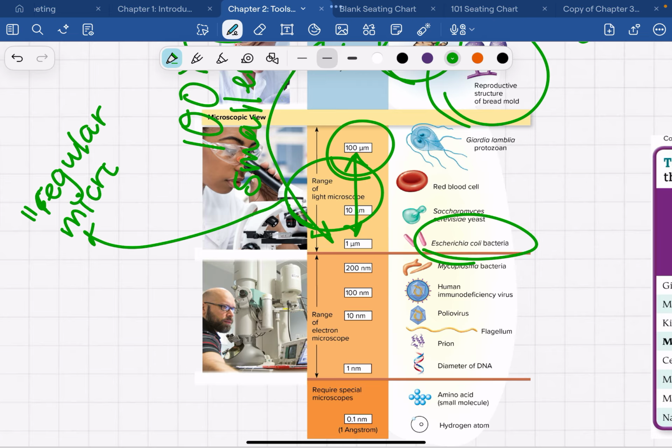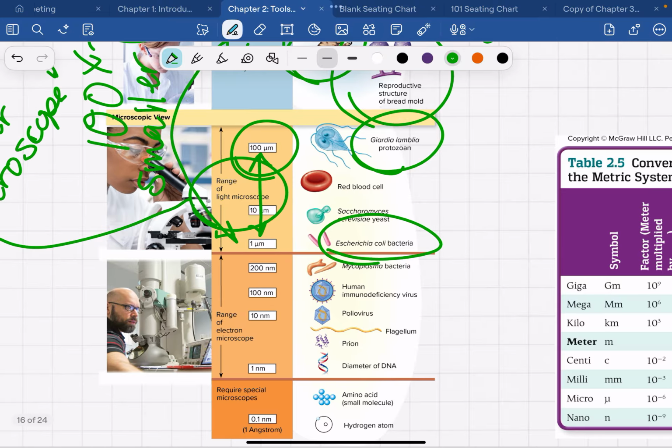Okay, so this is what we call a regular microscope. The microscopes that we use in labs here are probably the ones that you're very familiar with. I have a picture of one in a little while. But regular light microscopes can see eukaryotic organisms, like these guys. They can see human cells, and we'll look at an example in a minute. But they can, most importantly, see bacteria.